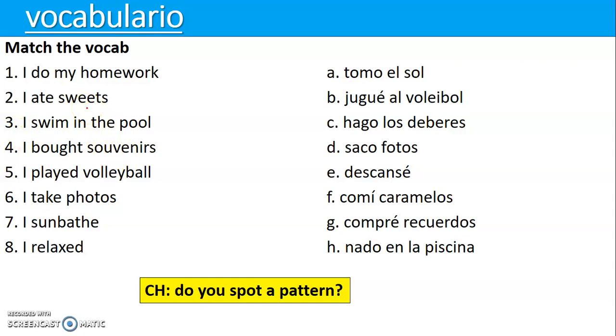Think as well as you're matching about the verb endings. So some of these are in the present tense, like I do my homework, I swim, I take, I sunbathe, and then some are in the past tense. So I ate, I bought, I played, I relaxed. So think about the difference between the present tense ones and the past tense ones, particularly the verb endings. So match those up and then see if you spot a pattern. So pause the video now.